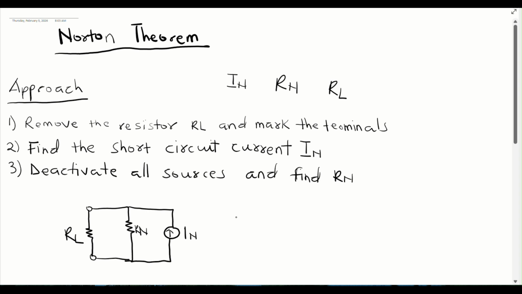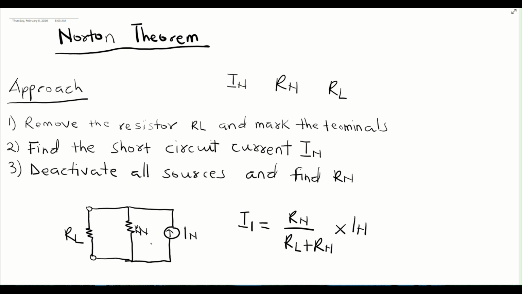We are going to use the current division rule to find the current that is flowing through the resistor RL. Let's say the current flowing through RL is I1. It is going to be Rn divided by RL plus Rn, using the current division rule, times the IN, which is going to give us the current that is flowing through the load RL. So basically, this is how Norton's theorem works.